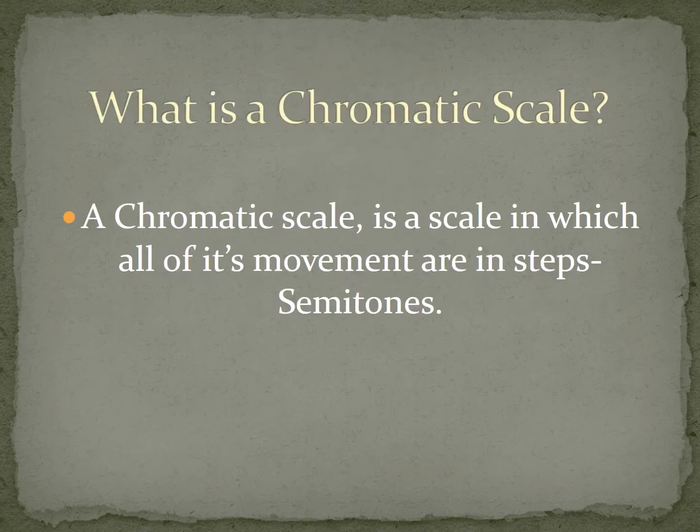So what is a chromatic scale? A chromatic scale is a scale in which all of its movement from note to note are in steps, semitones. Now, I've used the phrase semitones, but I will explain in the last slide that there is a certain problem with using the phrase semitone, but for now it's in steps or semitones.